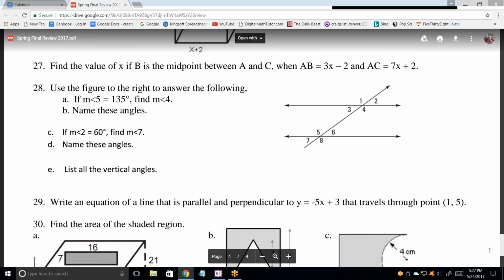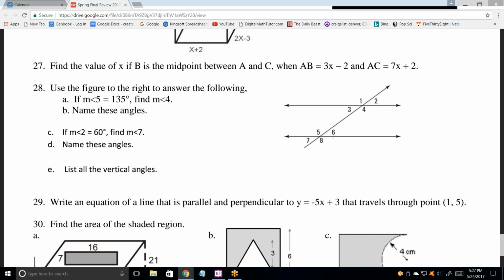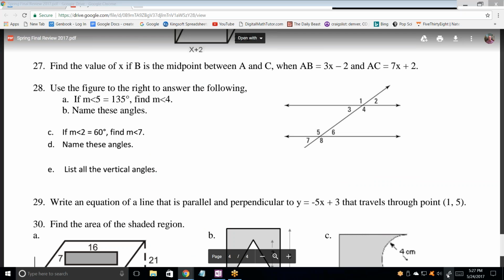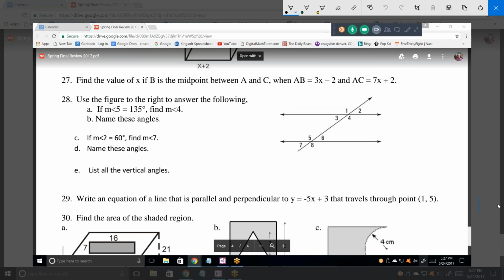28. This is actually going to be a pretty easy problem. When you see a problem that's 2 parallel lines and a transversal, the one thing you know right off the get-go is there's only 2 angles. Everything is either angle 1 or angle 2. Angles 3, 4, 5, 6, 7, and 8 are either angle 1 or angle 2.